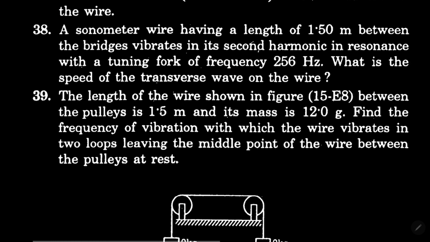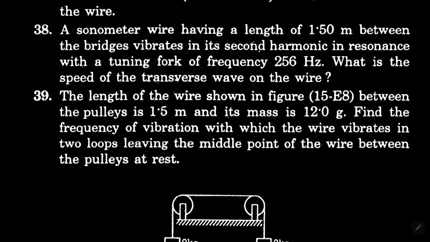In question 38, we have a sonometer wire having some length. What is the speed of the transverse wave on the wire? Solution 38. So the first harmonic will be equal to twice the fundamental, the second harmonic will be equal to twice the first harmonic.